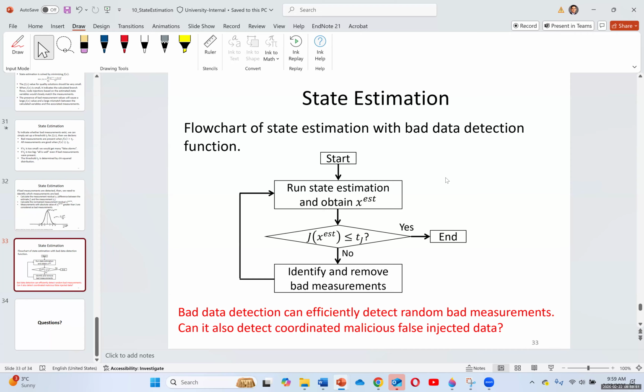Bad data detection can efficiently detect random bad measurements, but can it also detect coordinated malicious false injection, like a cybersecurity attack, which we'll explain in the next class? We will start on cybersecurity of the systems and, in state estimation, how we can differentiate between a random error and a cyber attack.